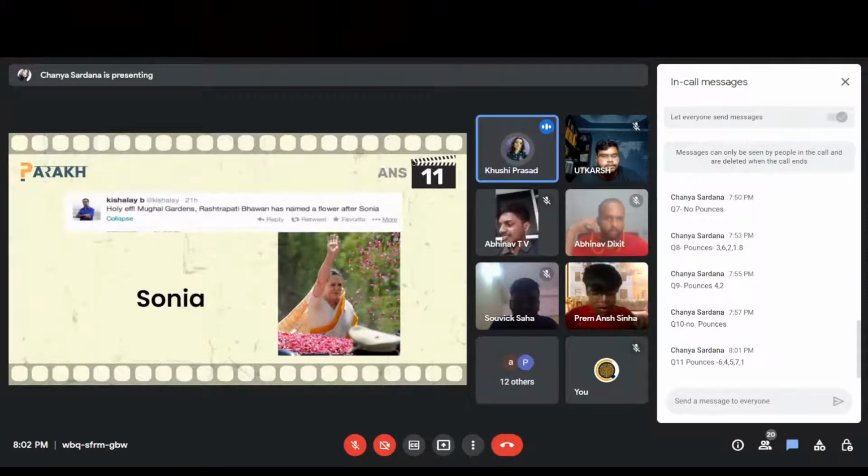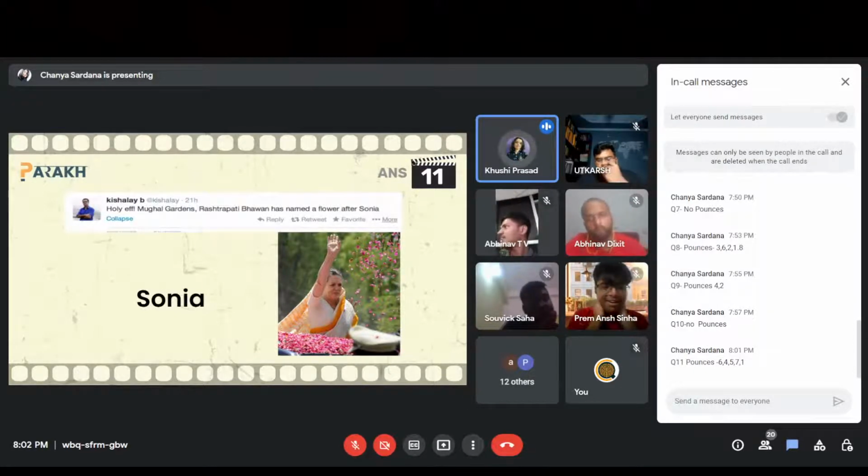Team 3 gets plus 20. Team 5 gets it wrong. They'll get minus 10. Team 7 minus 10. Team 4 minus 10. Team 6 minus 10. Team 1 plus 20. So the answer is Sonia. So like the tweet says, Holy cow, Mughal Gardens, Rashtrapati Bhavan has named a flower after Sonia. Okay, so the first pounce and bounce round ends here.